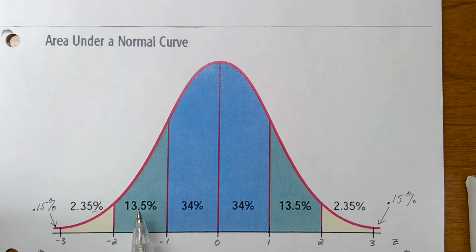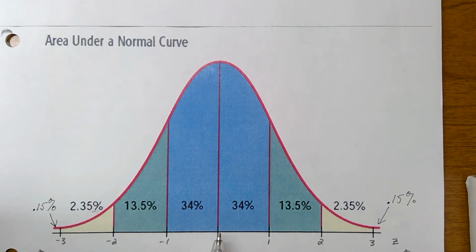So what am I up to so far? If I add up 13.5 and 34 and 34 and 13.5, I'm up to 95%. I'm at 95 people out of 100 already, just going from -2 to +2. I already have covered 95 out of the 100 people in the room. That only leaves 5 people, and those 5 people are almost unusual. They're almost so high or so low that they're unusual.